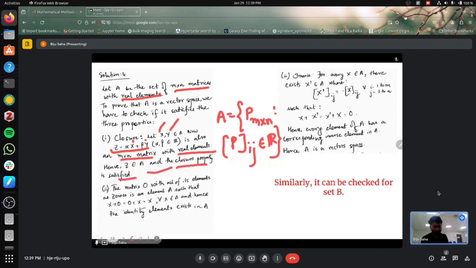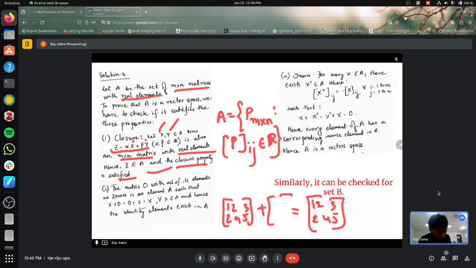Now the next criterion is to check the existence of the identity element. If you have any matrix, say 1 2 3 2 4 5, to get back this same matrix we have to add something to it. That something is essentially our null matrix. That is the criterion here.